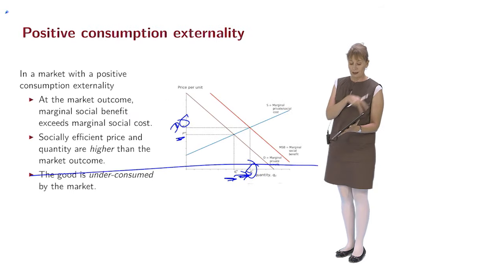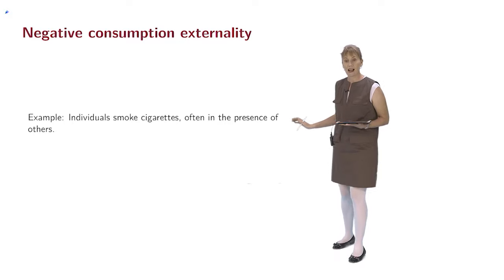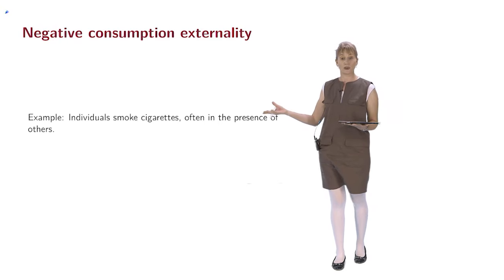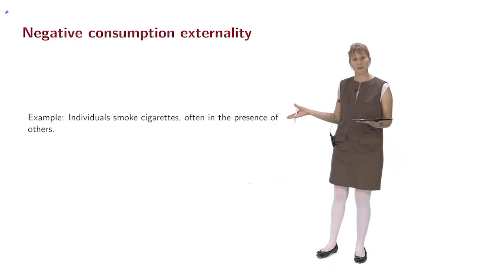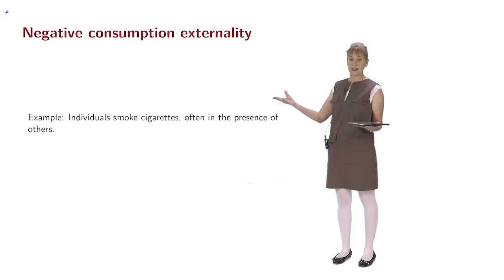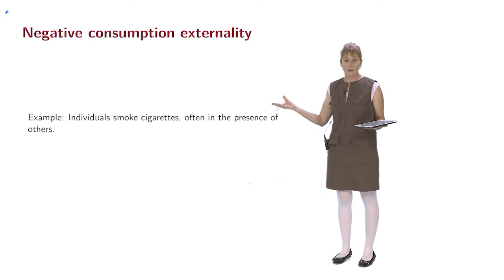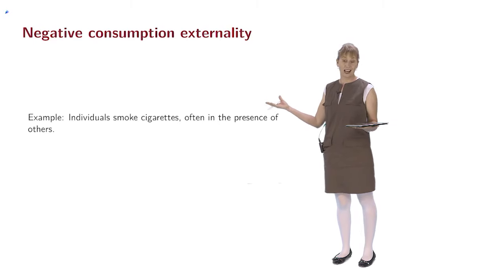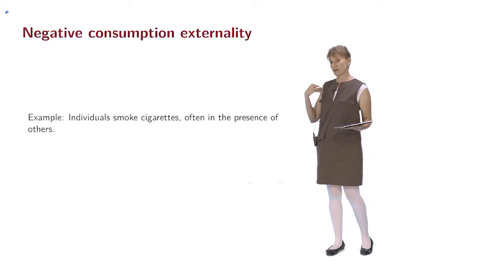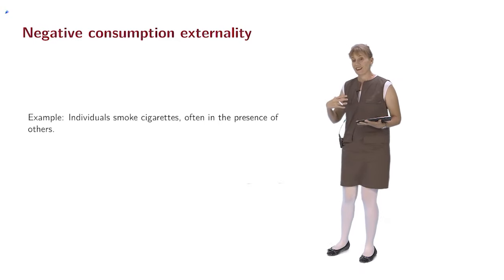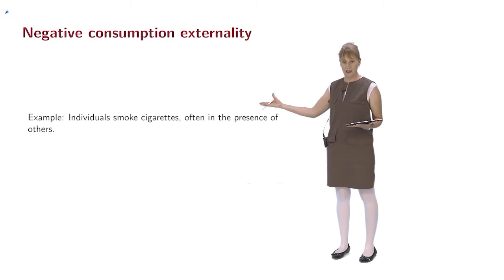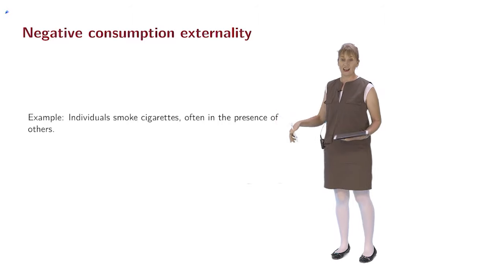Now, let's be negative, and let's think about a negative consumption externality. An example of a negative consumption externality is an individual who purchases and consumes and smokes cigarettes in the presence of others. I may be enjoying my cigarette, but one of the consequences is I expose those around me to secondhand smoke, which is not only unpleasant, but has negative health effects. So the costs and benefits of consumption are not entirely restricted to me.